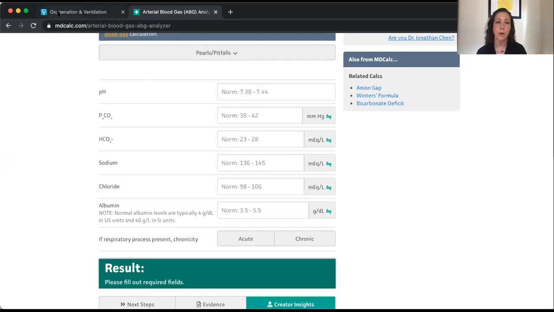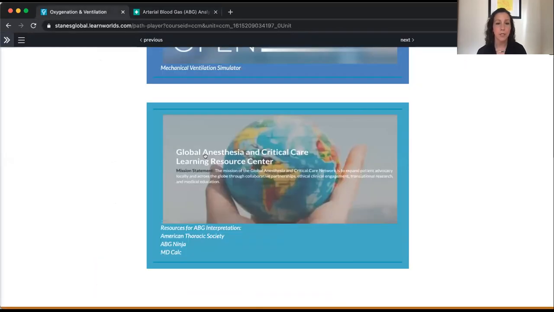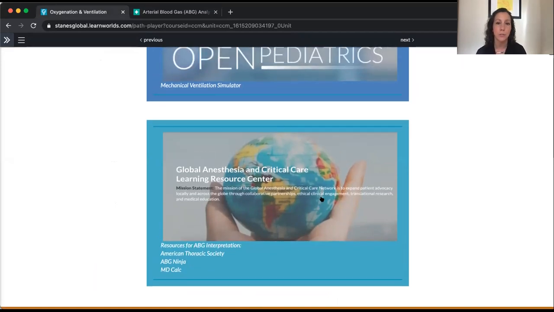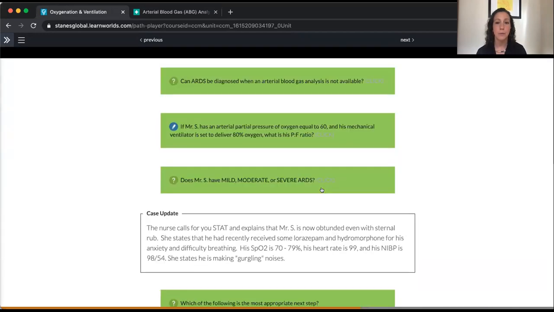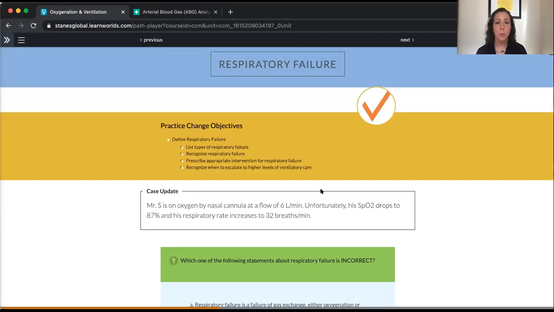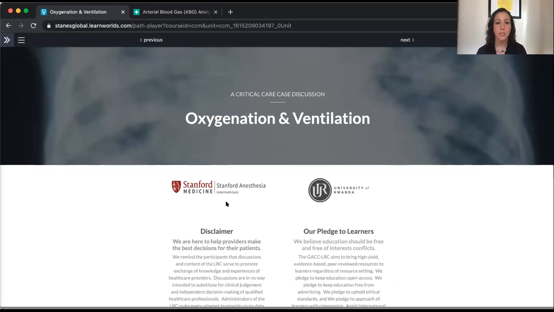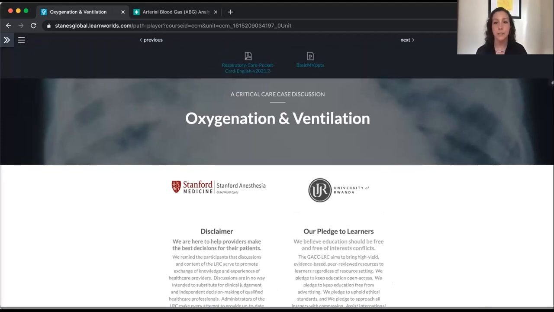So you want to understand how it comes to those calculations, but if you want a quick help with the calculations, you can use that calculator. So again, all of these things are on the Learning Resource Center. This oxygenation and ventilation that we talked about today is one module within a course, and there are several courses on the LRC. All of this is free to you.